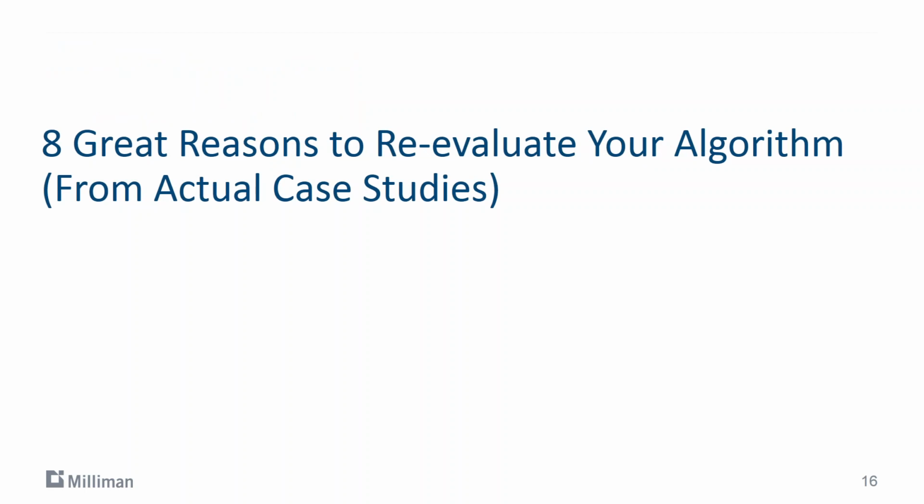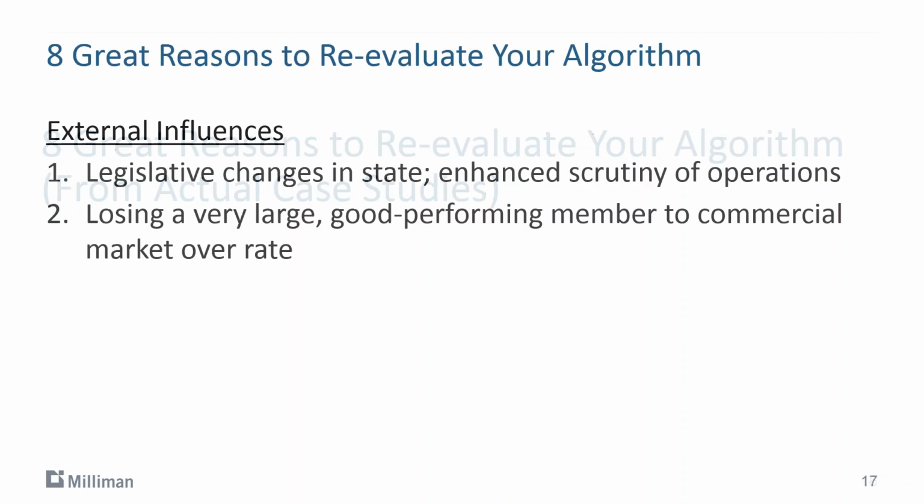So when thinking about the reasons why we would want to reevaluate our contribution algorithm, I've come up with 8 reasons, and I've grouped them into 3 distinct categories. The first category is external influences. Perhaps there are legislative changes in your state where there is enhanced scrutiny of your operations. Perhaps you've lost a very large and good performing member to the commercial market over rate, for those pools that are competitive.